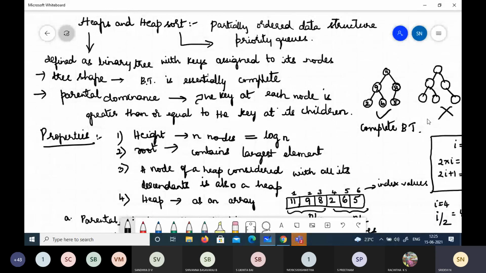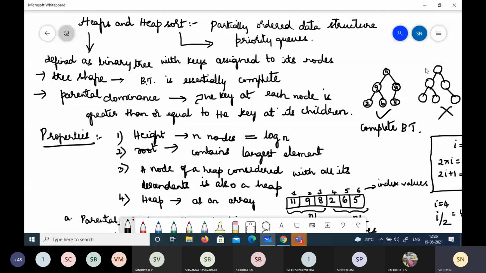So we are discussing the topic heap and heap sort, wherein we have just discussed the definition of a heap. That is, it's defined as a binary tree with keys assigned to its nodes. What are the requirements for it? It should have a tree shape, it should be essentially complete, and there should be parental dominance. What do you mean by parental dominance? You know what a complete binary tree is as well, which is complete till the last but one level, but at the last level it has nodes from left to right. Parental dominance: the key at each node is greater than or equal to the key of its children, which means that the parent is always greater than its children nodes.